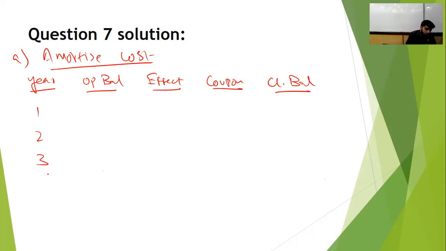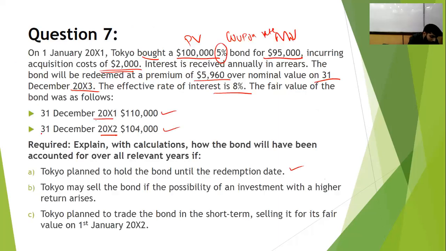We are calculating this for 3 years. Opening balance. Can anyone let me know the opening balance or the investment amount? Can anyone of you calculate the amount of investment? Would it be $95,000? Mushtaba? No, it would be $97,000.